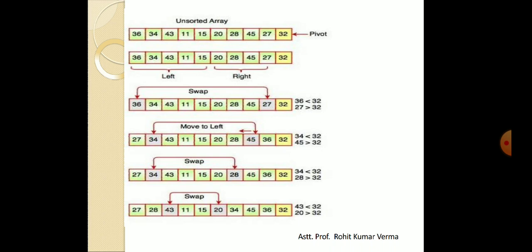Then we are starting our right scanning. Here we have to find an element lesser than the pivot point. 36 is greater, move to right. 45 is greater, move to right. 34 is greater, move to right. Now we are finding that is 20. So 20 is less than the pivot point.